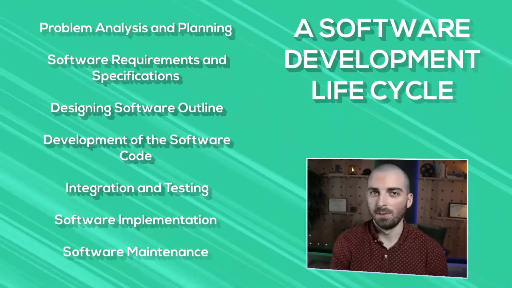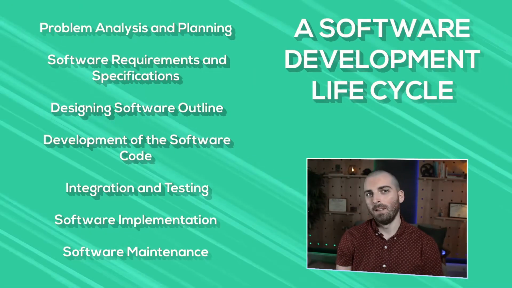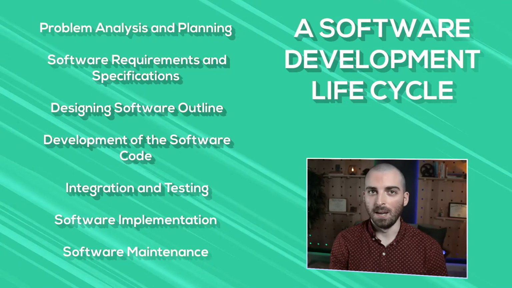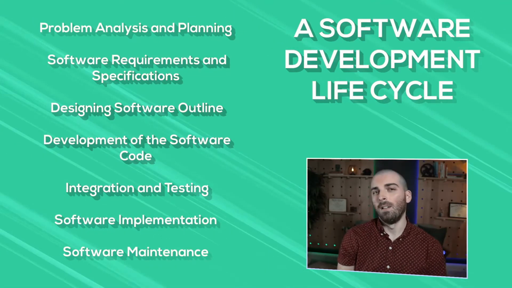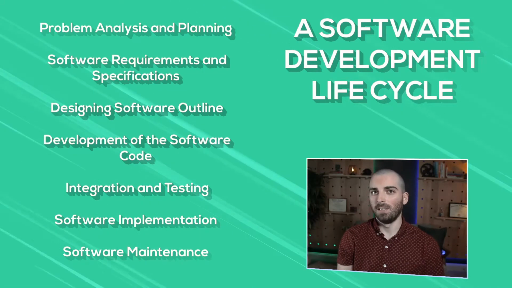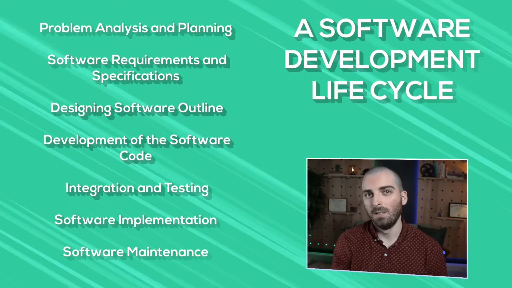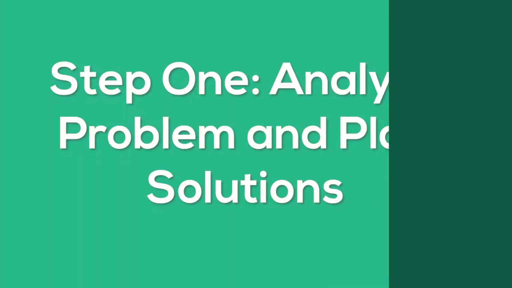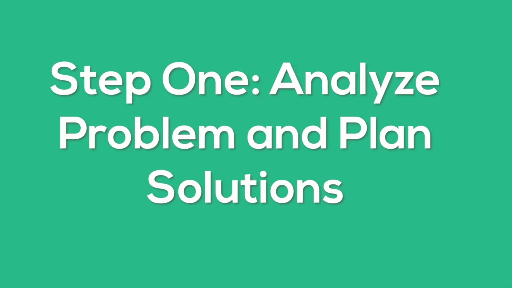First, let's talk about the steps of a software development lifecycle. A software development lifecycle has the following steps: problem analysis and planning, software requirements and specifications, designing software outline, development of the software code, integration and testing, software implementation, and finally software maintenance. Step 1, analyze the problem and plan solutions.